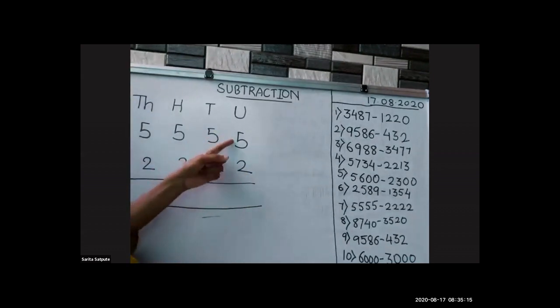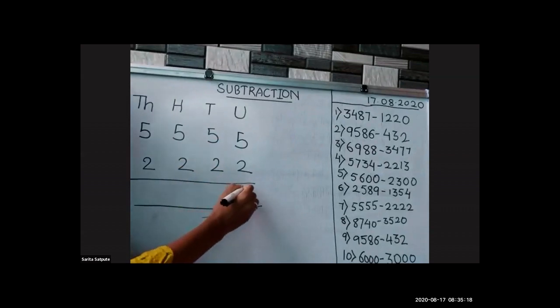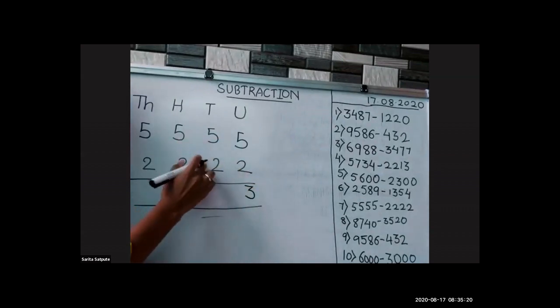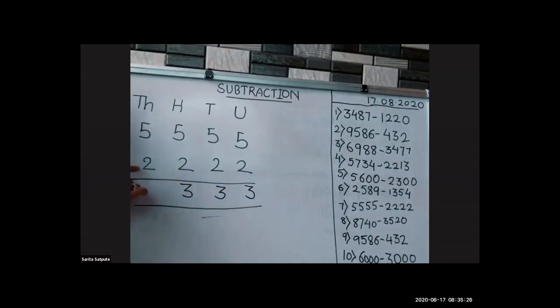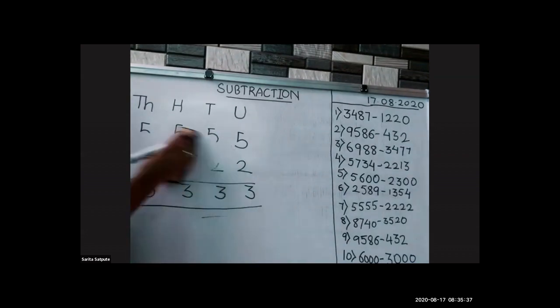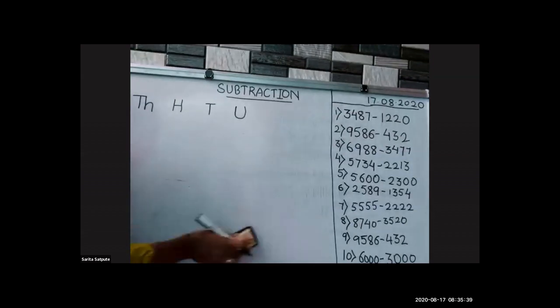Okay. So 5 minus 2, 3. 5 minus 2, 3. And again 5 minus 2, 3. Very good. So your answer is 3,333. Very good, very good. Now, move on to the next question. That is the eighth question.